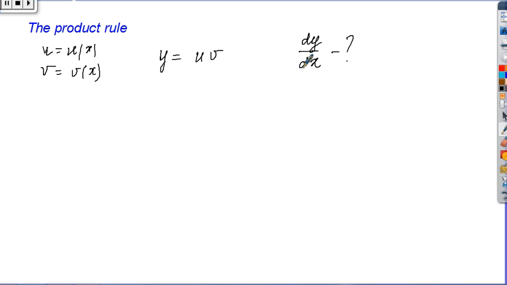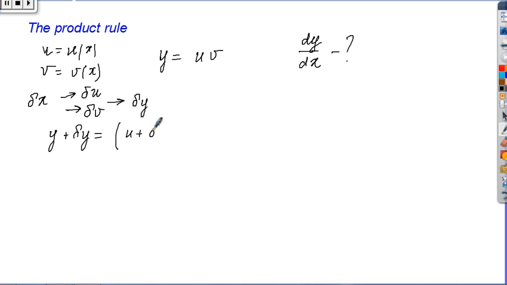So to find any derivative, we need to first find the small change of y when x changes a little bit, right? So if we have a small change of x, that will cause small changes in u and v. So we'll have delta u and delta v, and these two small changes will cause small changes in y. So our y plus delta y can be found following the same rule as u plus delta u times v plus delta v.